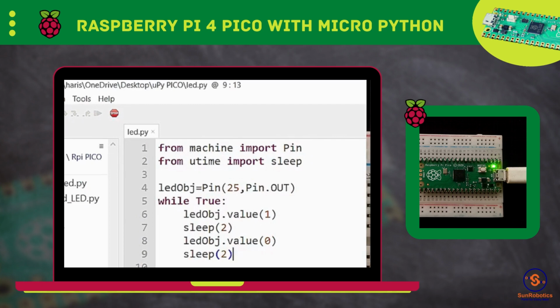We can also try with some other timing. This time I'm giving a very small value, somewhere like 2 milliseconds, and let's just see what will happen now. Upload the code and see how fast the LED is going to blink.